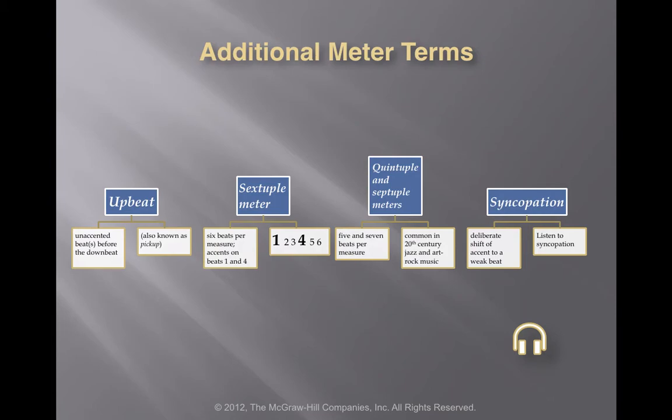Now, these are a few additional meter terms that you may see on your test, but we probably will not be using them past chapter 1. Terms like upbeat, the beat that comes before a downbeat, or other odd types of meter that do exist in music that are just very rare, like sextuple meter or quintuple or septuple meters, all 6, 5, and 7 beats per measure.